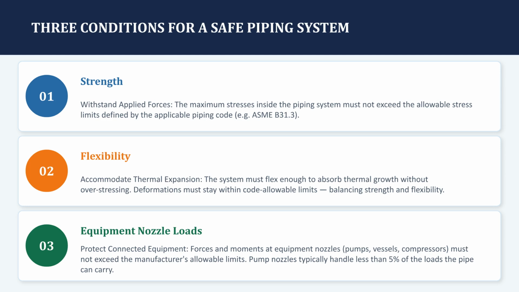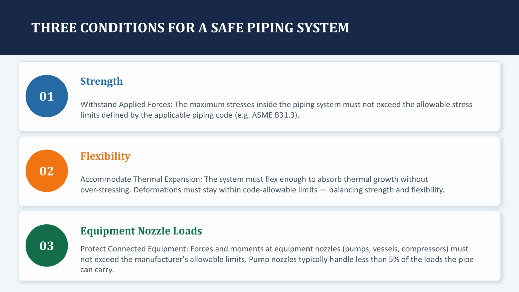This is a little more subtle. A pipe carrying hot fluid will expand as it heats up, sometimes by several inches over a long run. If the pipe is rigidly restrained and can't move at all, that expansion has nowhere to go, and it builds up enormous internal stress, potentially enough to crack the pipe or damage supports. So the piping layout, the bends, loops, and routing, must be flexible enough to absorb this thermal growth naturally, like a spring, while keeping the resulting stress and movement within code allowable limits.